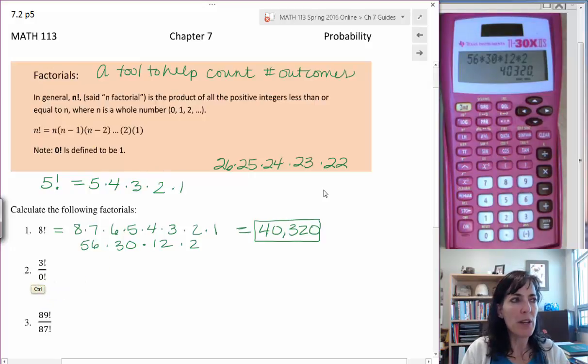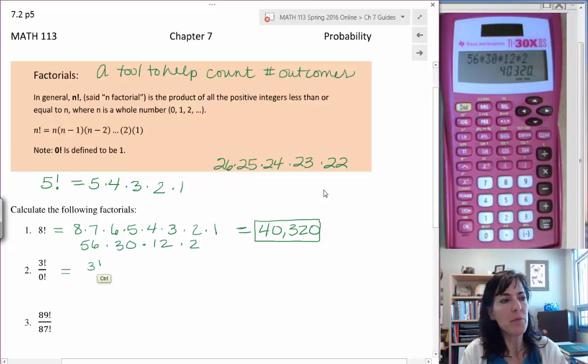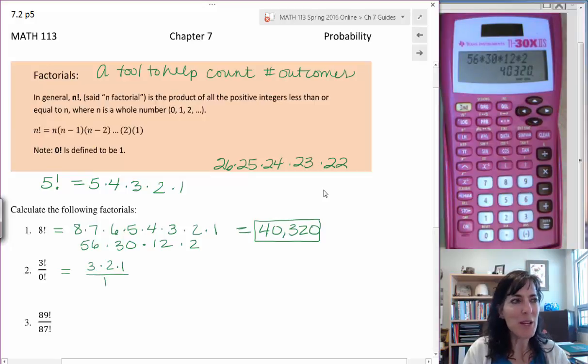So we can do other things with factorials, and we'll see them in fractions quite frequently. 3 factorial over 0 factorial, we just have to do 3 times 2 times 1 over 0 factorial, which, remember, is defined to be 1. And when I multiply all that out, I get 6.